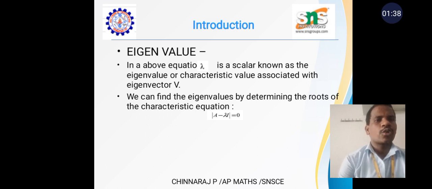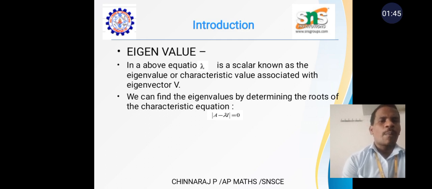So A is a square matrix. What is meant by a square matrix? A matrix is a square matrix if the number of rows is equal to the number of columns. That means rows and columns are equal.